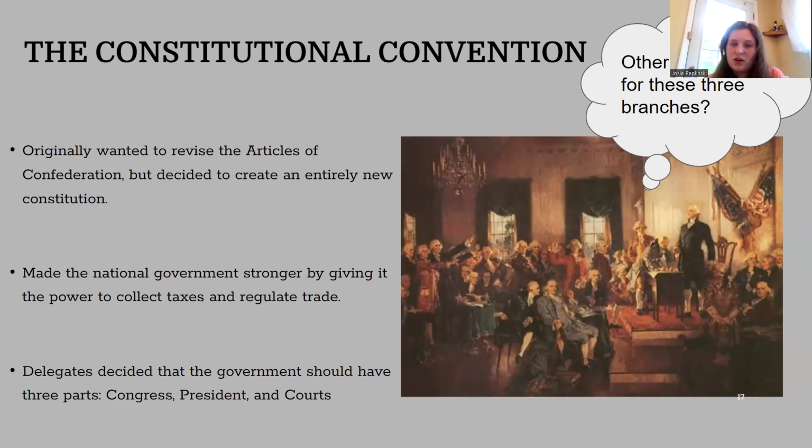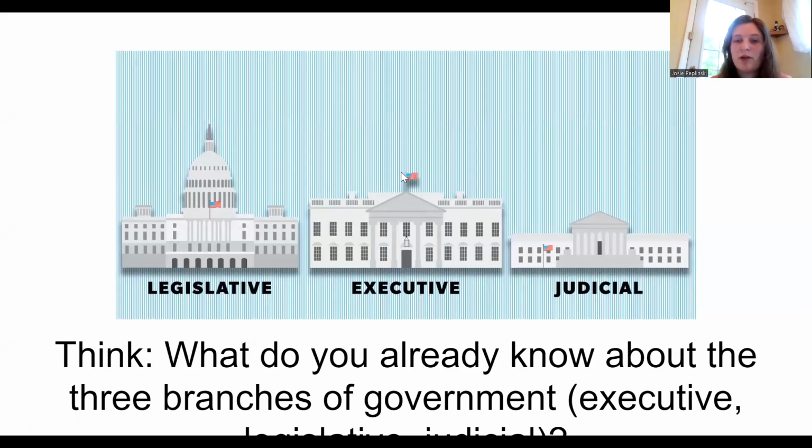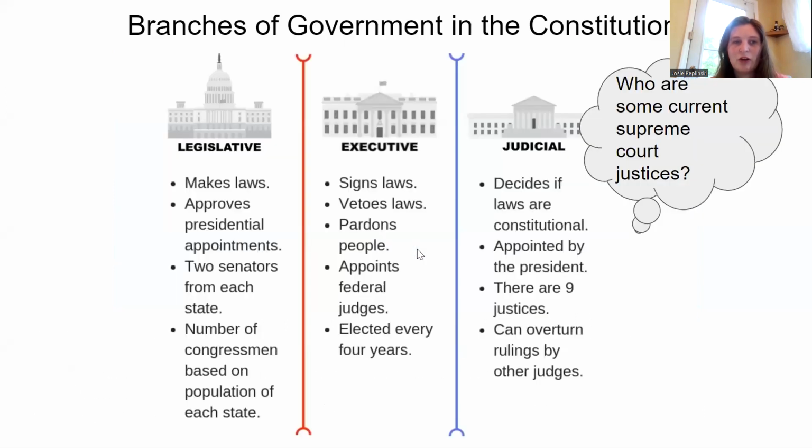The delegates of the constitutional convention, that's the people who are sent here, have to decide what they want to do for Congress, the president, and the courts. So this comes with the legislative branch, the executive branch, and the judicial branch that they will form. Hopefully you have a little bit of background knowledge on these three branches from civics class, but we'll talk about them a little bit more.